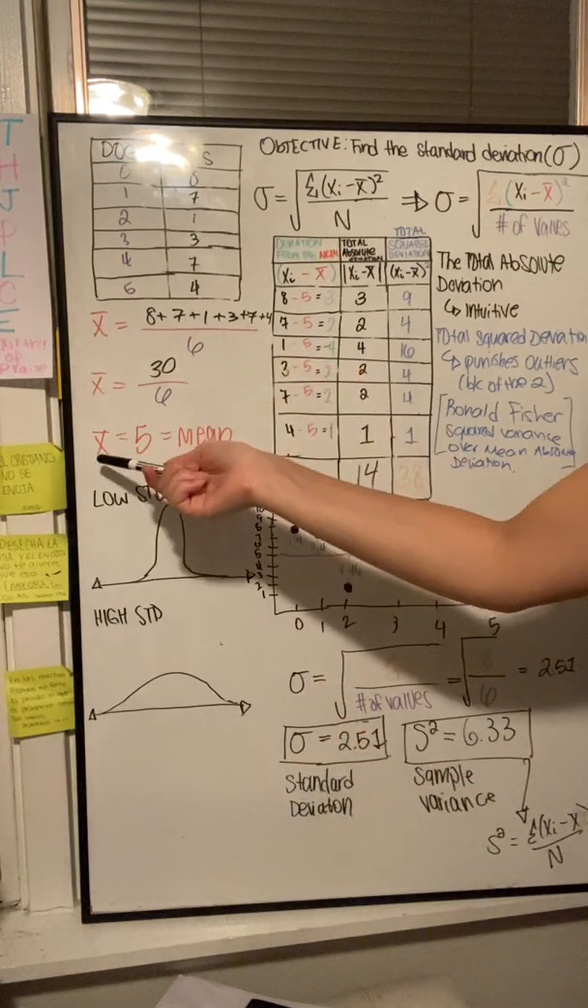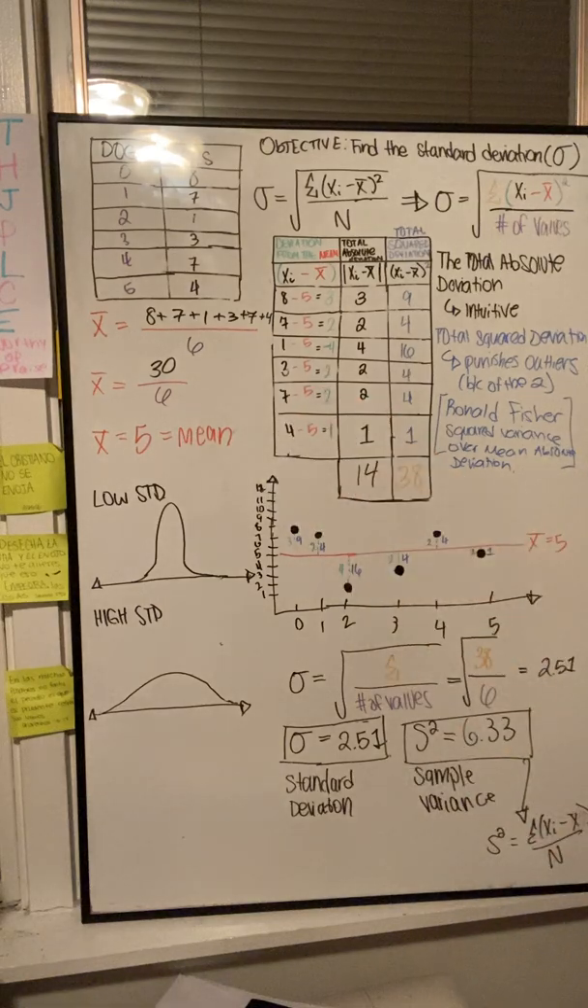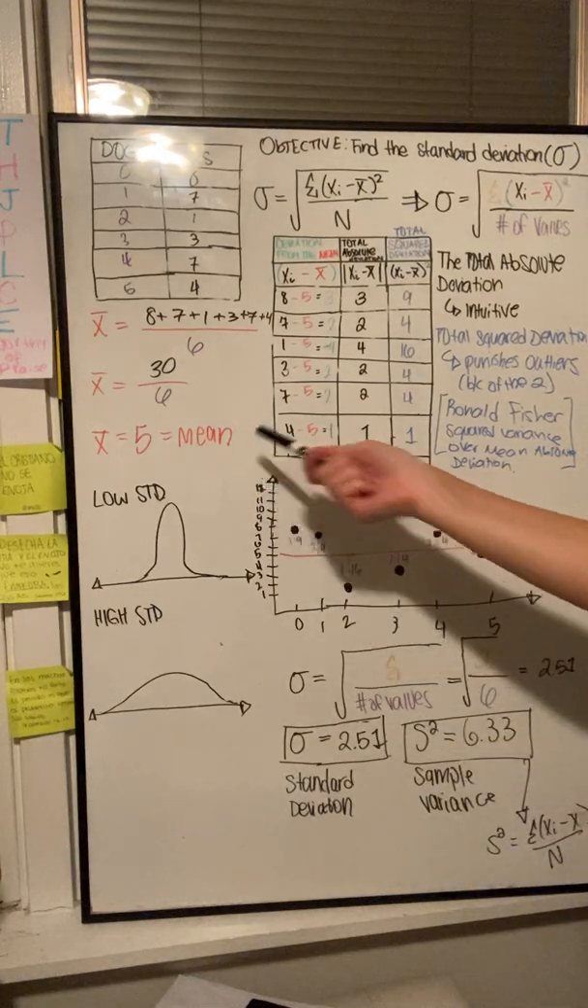Because if you order it, add all the numbers and divide them by how many rows there are, you get the actual mean. So the mean is 5, right?